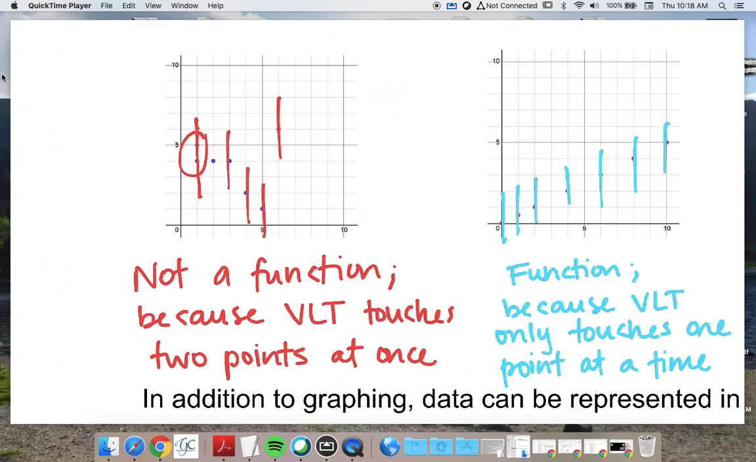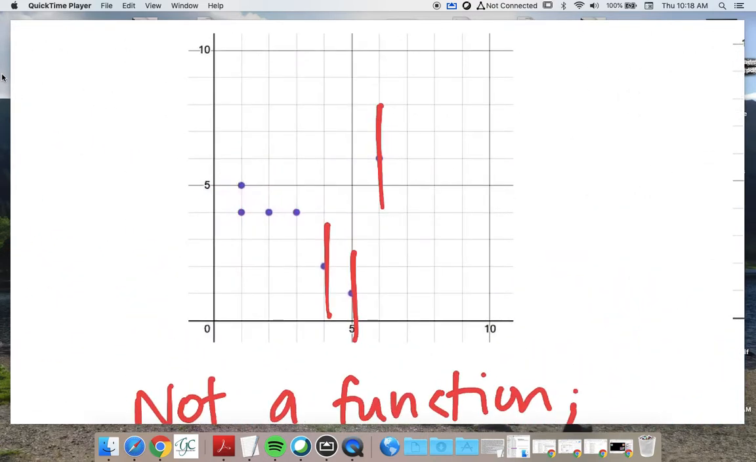So to just kind of clarify what I mean by that, over here, if we were to write these out as ordered pairs, this point is the point (1, 5), and this point is the point (1, 4). And we can see they have the same x value, so that would be a repeating x value. That's why it's not a function.